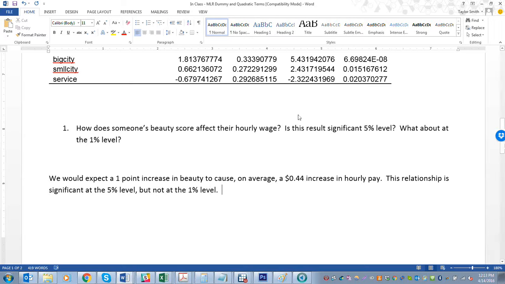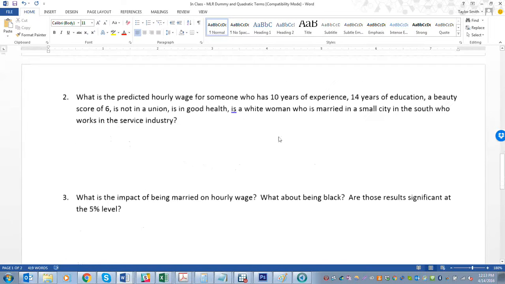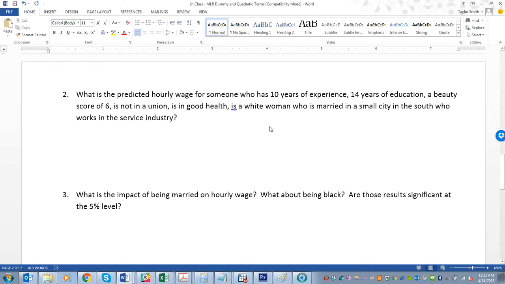Okay, fantastic. Let's move down to question 2. What is the predicted hourly wage for someone who has 10 years of experience, 14 years of education, a beauty score of 6, is not in a union, is in good health, is a white woman who is married in a small city in the South who works in the service industry? It's a lot of information.